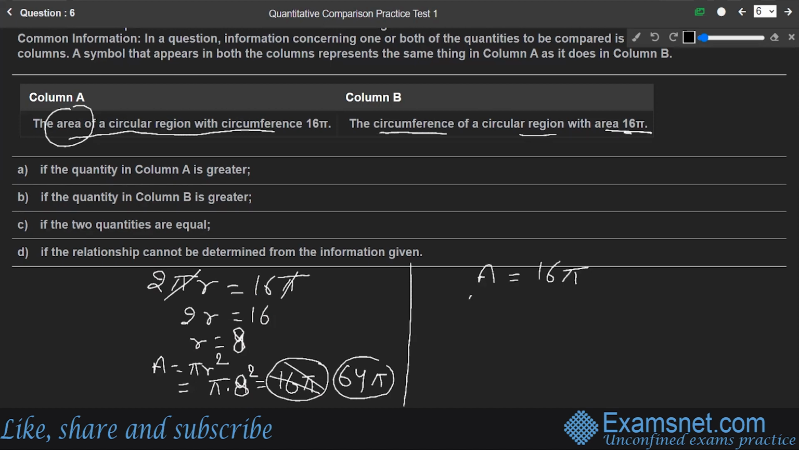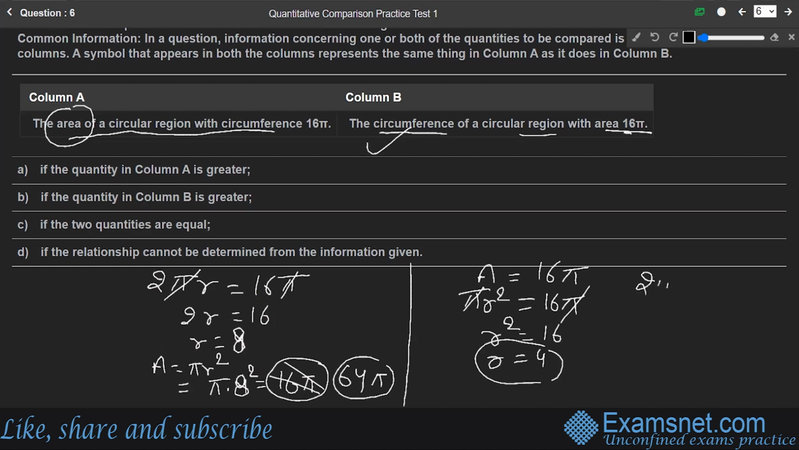So area is 16 pi. Area of a circle is always given by pi r square. So that is equal to 16 pi. The pi and pi get cancelled. R square comes out to be 16. So R value here is coming as 4. Now with this R value of 4, we are supposed to find out the circumference.